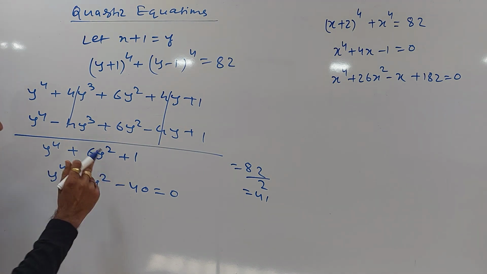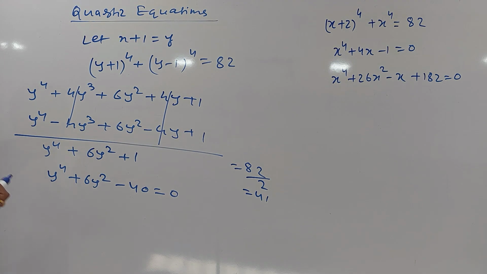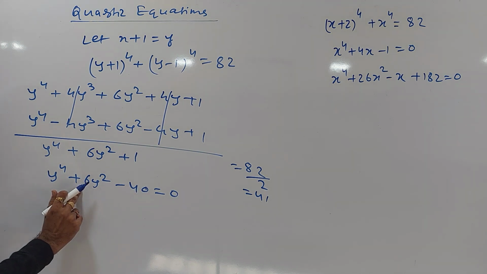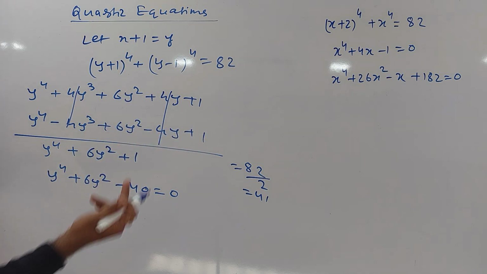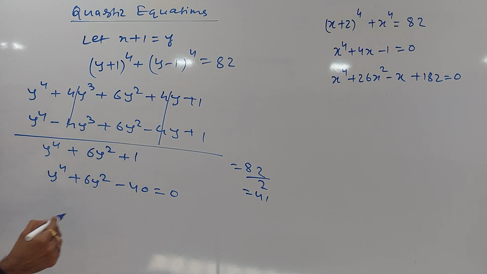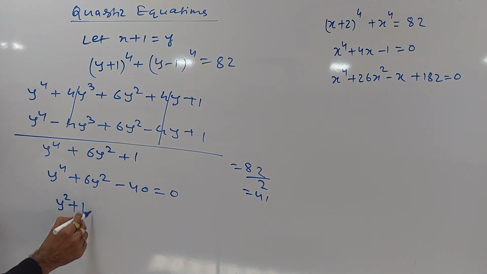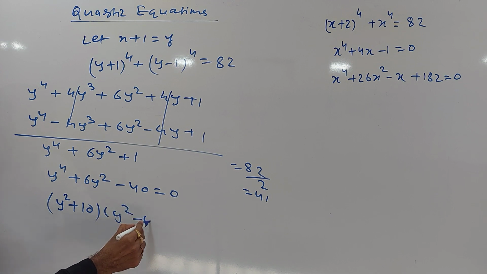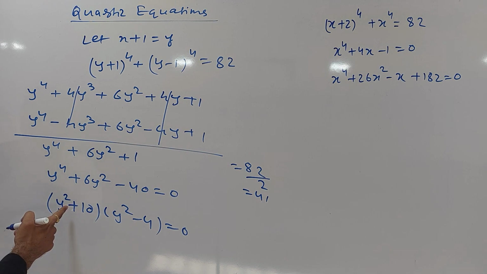It is an even function, power 4 and power 2. So I can convert y square as, say, k, and once I convert it, it becomes a quadratic k square plus 6k minus 40. But I don't want to waste my time. I can simply factor it because it is very easy. 40 is 10 and 4, and here it is plus 6, so I am getting 10 and 4. So the factors will be (y square plus 10) and (y square minus 4). You can confirm it: y power 4, then 10y square minus 4y square is plus 6y square, and plus 10 times minus 4 is minus 40.